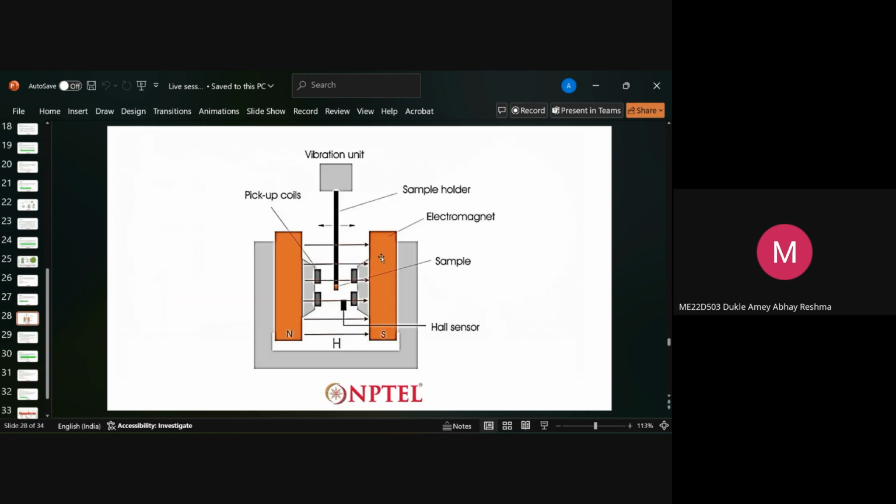So this is the setup of a vibrating sample magnetometer. There is vibration occurring, and the sample is there. Basically, the magnetic particles are detected.